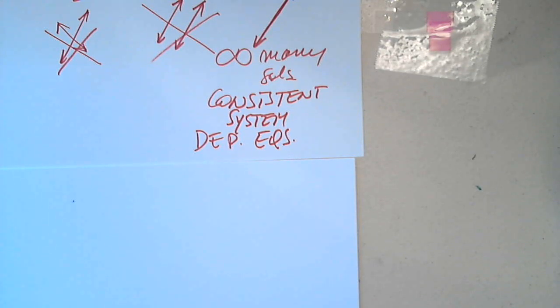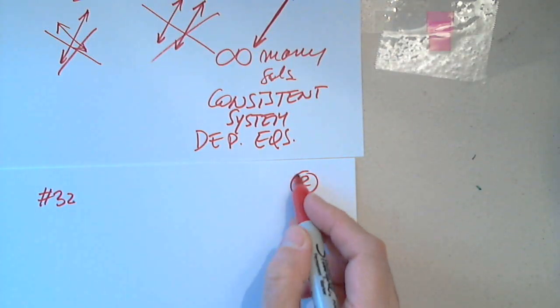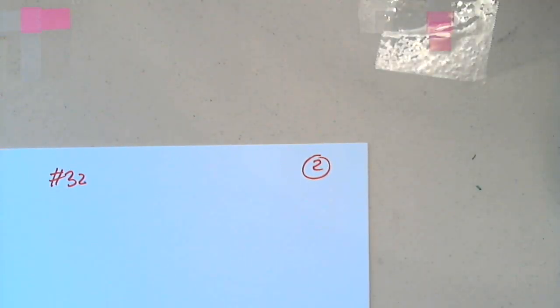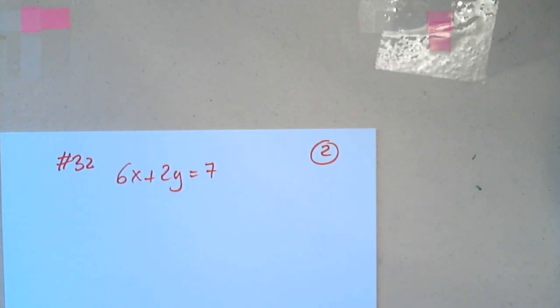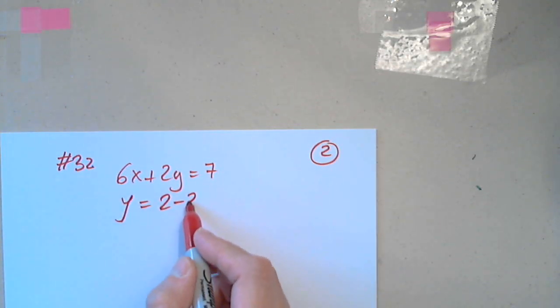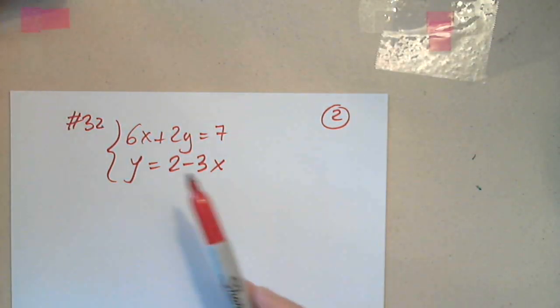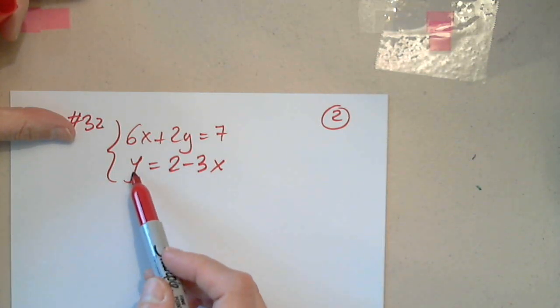Okay, so let's look at another situation. What about 32 on the same page? In 32, we have 6x plus 2y equals 7. Stop me if you have questions, please. And y equals 2 minus 3x. This is already set up for substitution. You'll see the second equation is already solved for y.